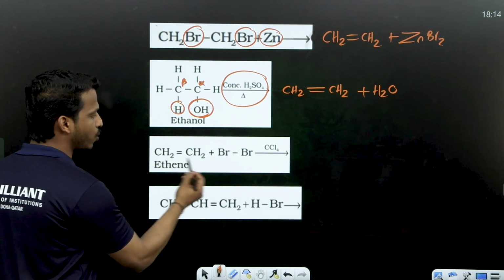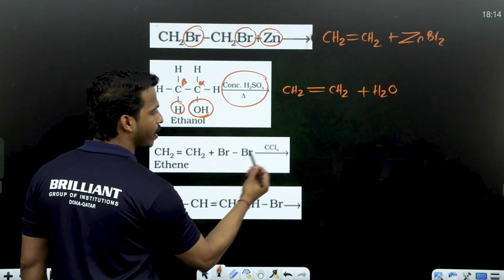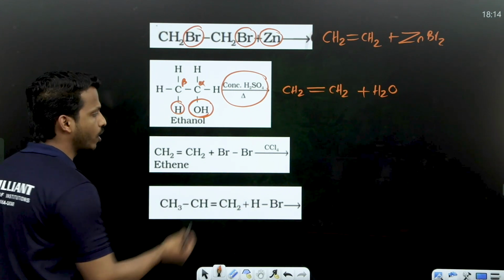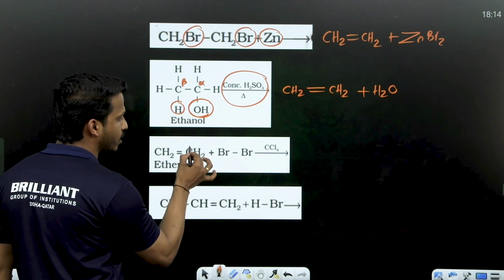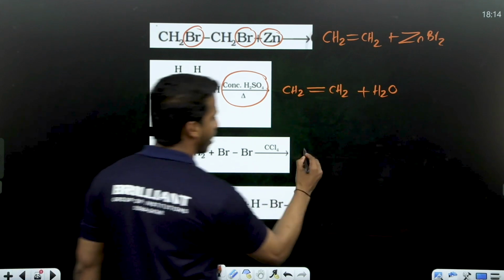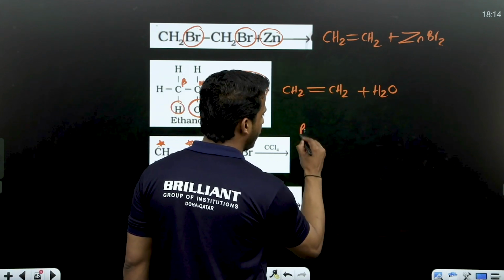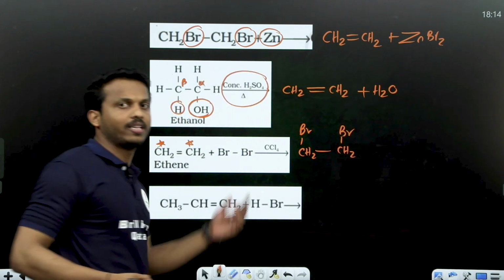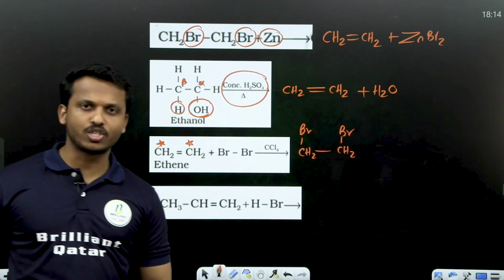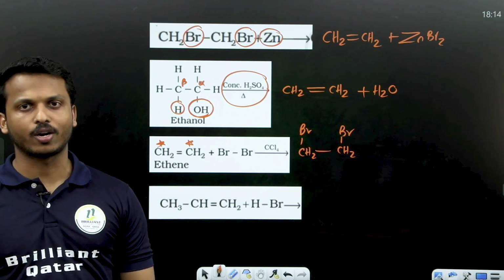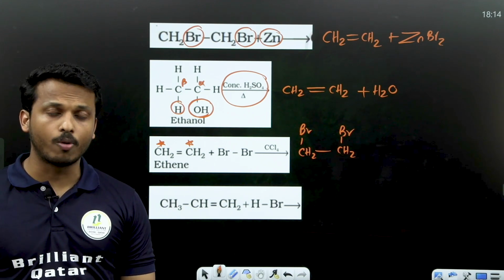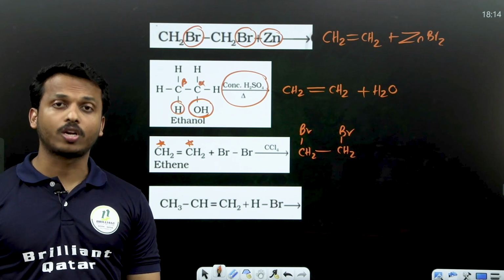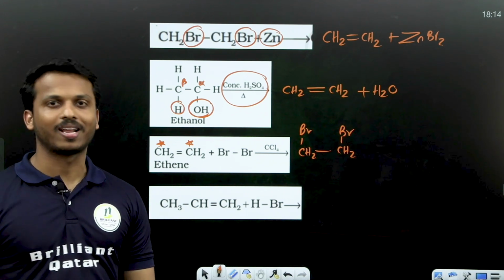What is this? To an alkene, when you add bromine with CCl4 or bromine water, right? See dear all, one bromine goes to this carbon, one bromine goes to this carbon, and we'll get CH2Br, CH2Br. You will get a vicinal dihalide, and this is studied as a distinguishing test for unsaturated compounds, right? An unsaturated compound can react with bromine water, the reddish brown color becomes colorless, right?